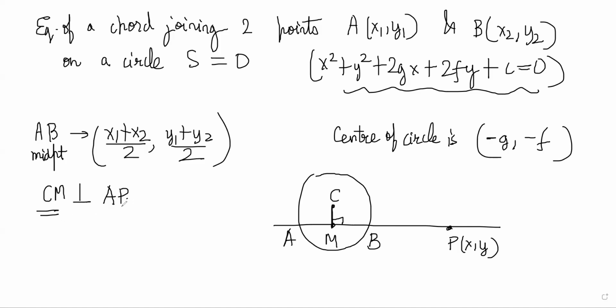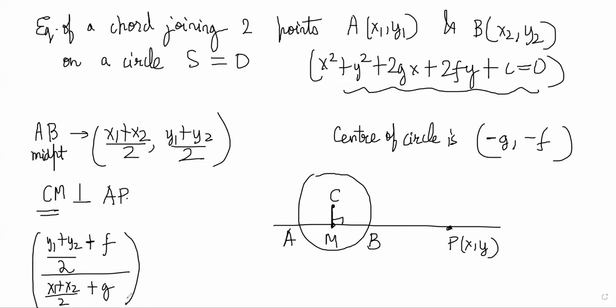so let's do the condition for this, right? The slope of CM would be (y1 plus y2 by 2 minus f, so plus f) divided by (x1 plus x2 by 2 minus g, so plus g). This slope of CM times the slope of AP, which is y minus y1 by x minus x1, equals minus 1, right? And basically, now you have to simplify this equation.